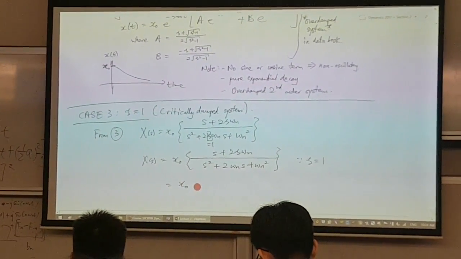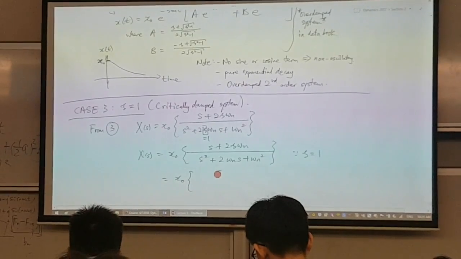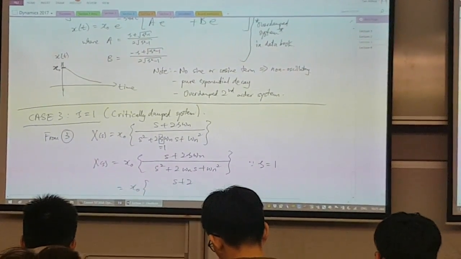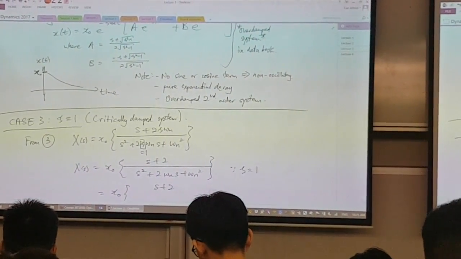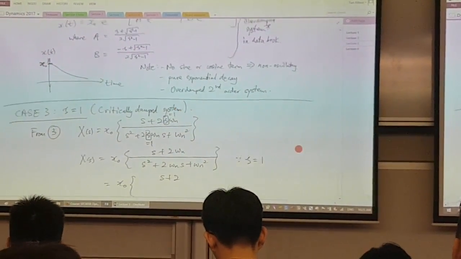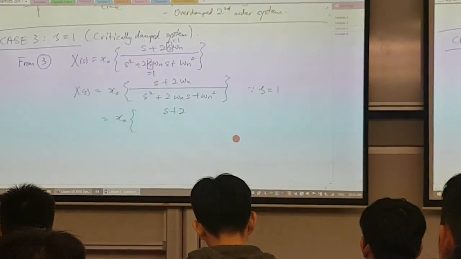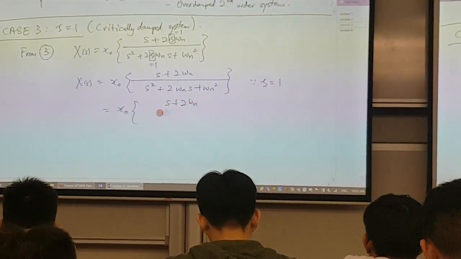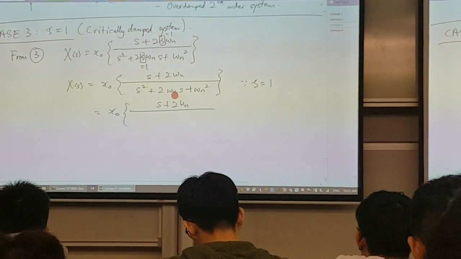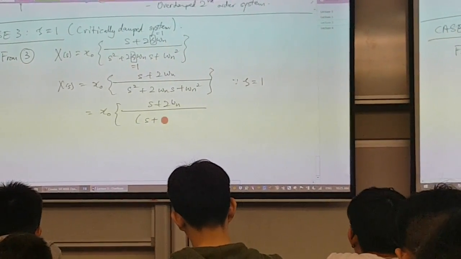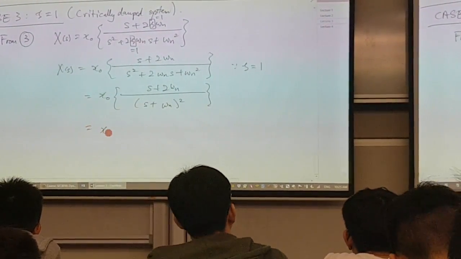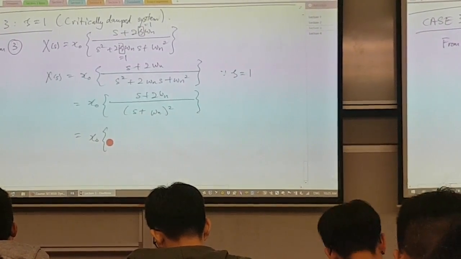So I can simplify this further. This numerator is equal to 1 as well. The denominator I can now split up into the following form: s plus omega n squared.